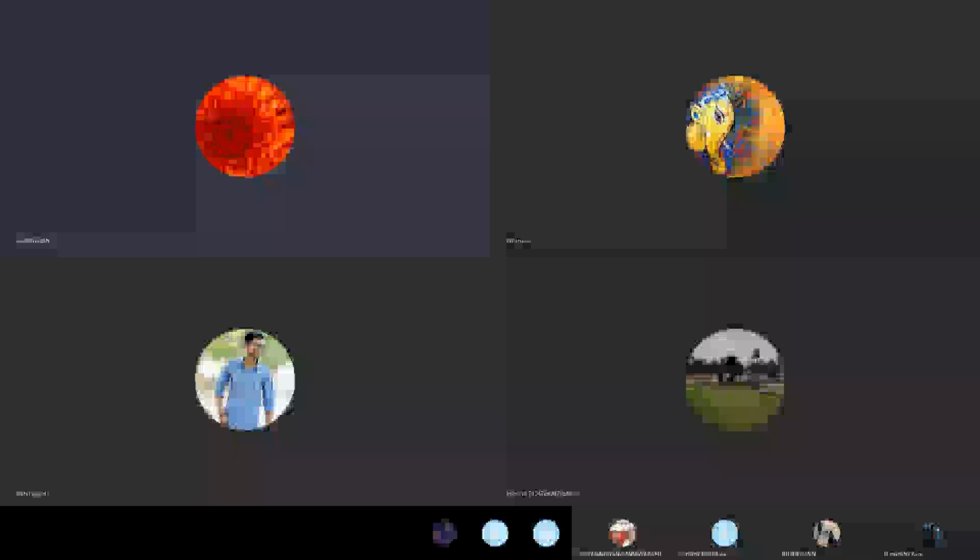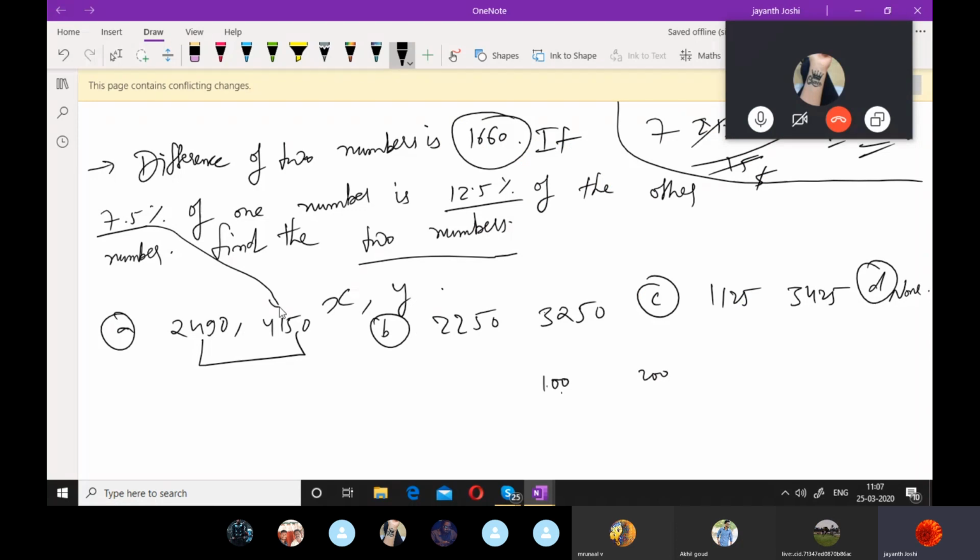Of situation 7.5 and 12.5: with 7.5 you have to take it of the bigger number, and with 12.5 you have to take it of the smaller number. Then only you can equate them. Don't take 12.5 of the bigger number and 7.5 of the smaller number. If you take 12.5 of the smaller number, the difference would be recovered.